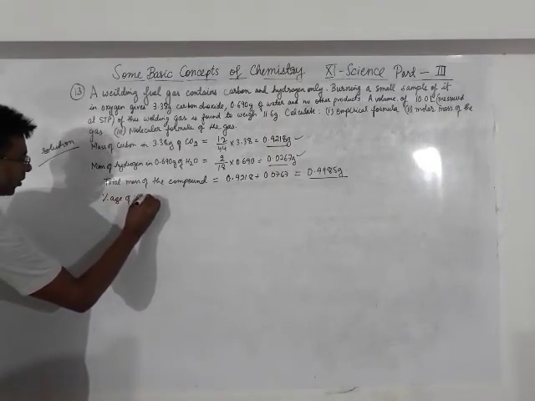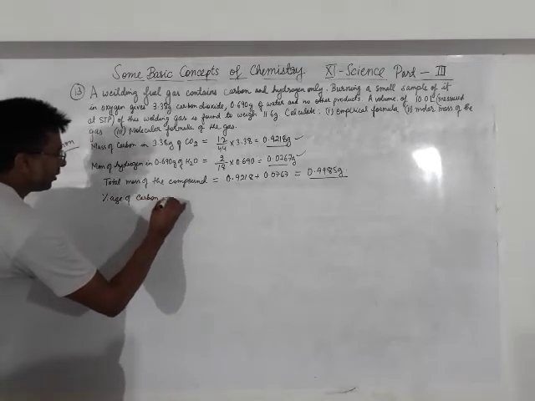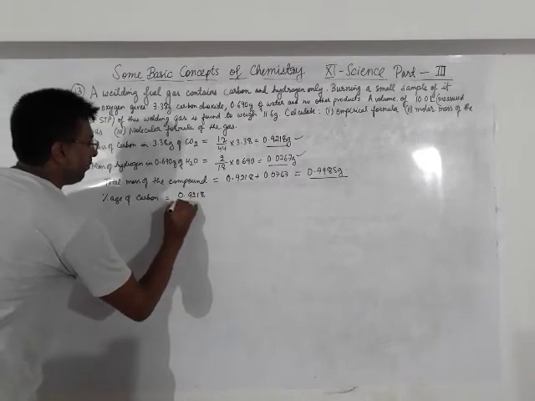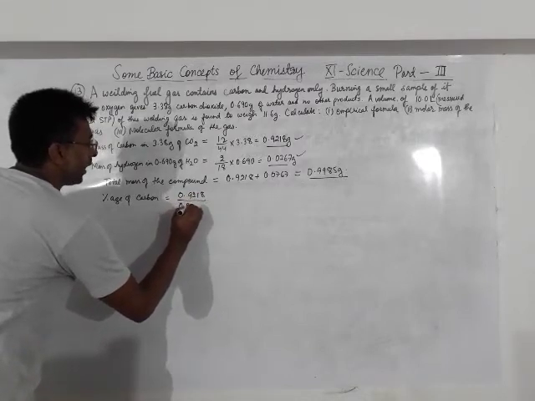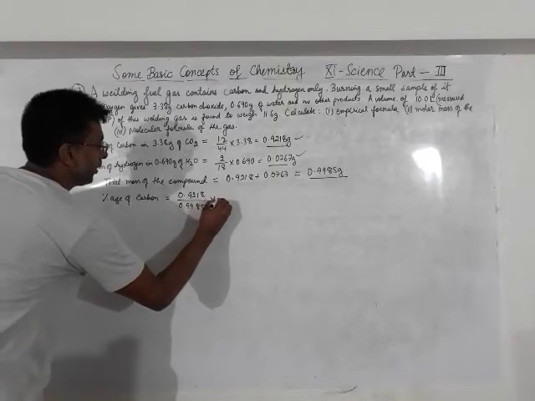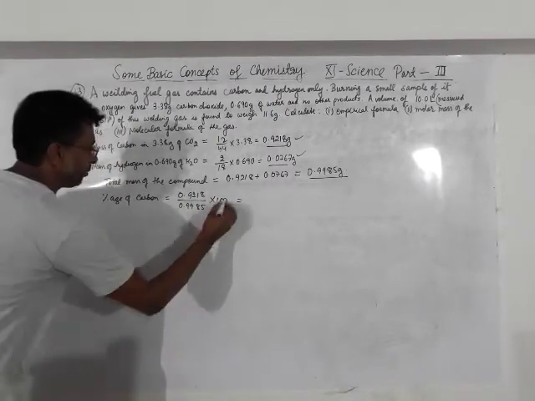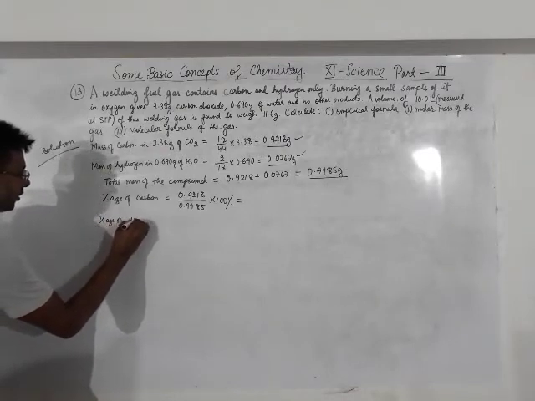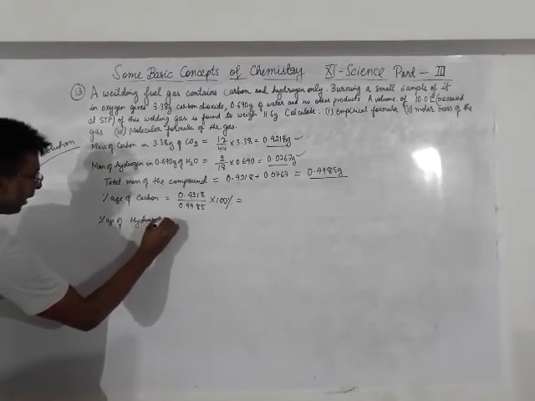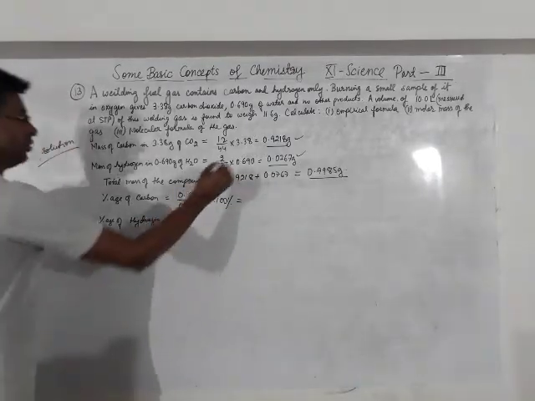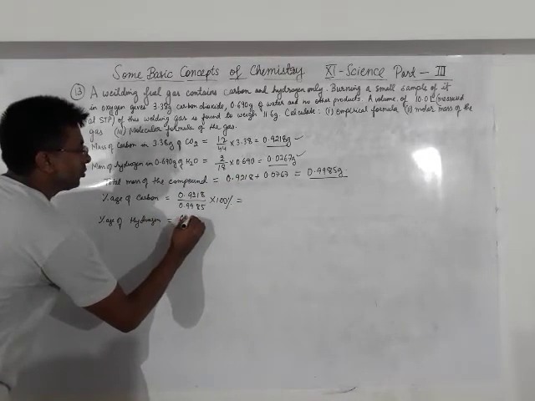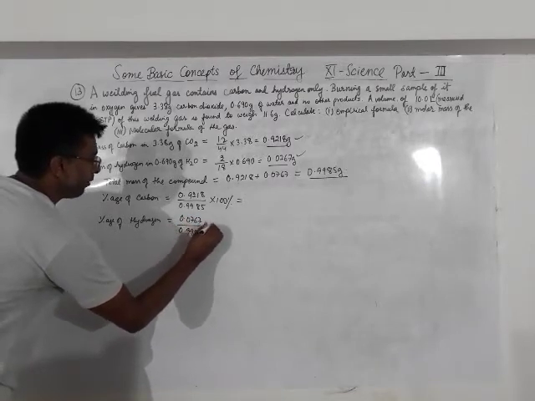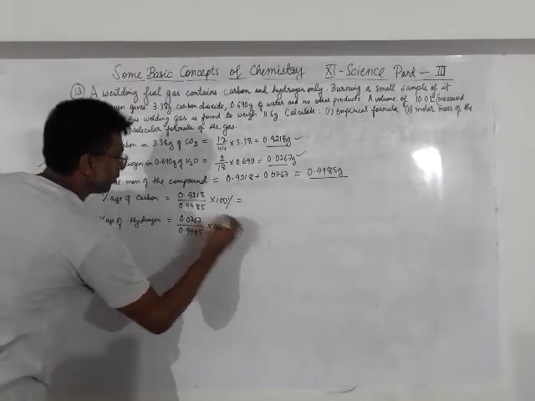Now we can get the percentage of carbon, which is equal to 0.9218 divided by 0.9985 into 100%. And again, the percentage of hydrogen will be equal to 0.0767 divided by 0.9985 into 100%. So simplify this. I am waiting.